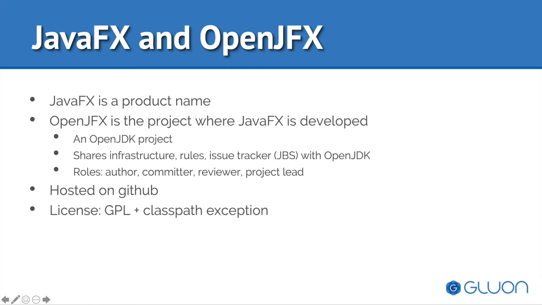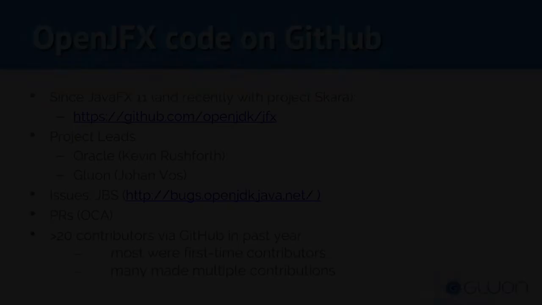We also share the same roles that grant permissions to individuals to contribute to OpenJFX. So starting with the author, then going to committer, reviewer, or project lead. Those are the roles that are typical in every OpenJDK project, and we have them in OpenJFX as well. More on that later. The code is hosted on GitHub, and the license is the same as the OpenJDK license, which means GPL plus Classpath Exception.